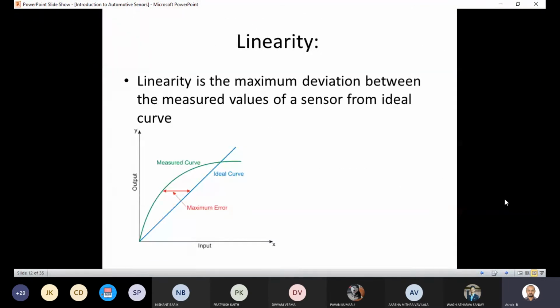The next one is the linearity. The linearity of a particular sensor is the deviation between the measured value of a sensor and the ideal curve. For a particular sensor, there will be an ideal characteristics curve. The ideal characteristics curve is the variation between the input and the output. For example, the input here is the sensing value, or you can say the sensing signal, and the output is the corresponding voltage. The deviation between the ideal curve and the measured value is called the linearity.